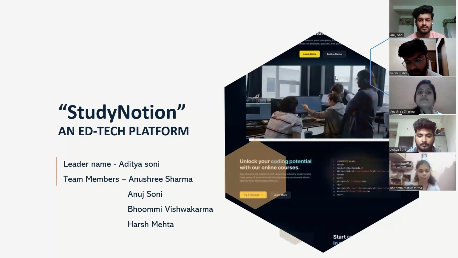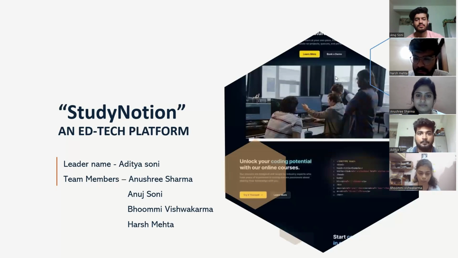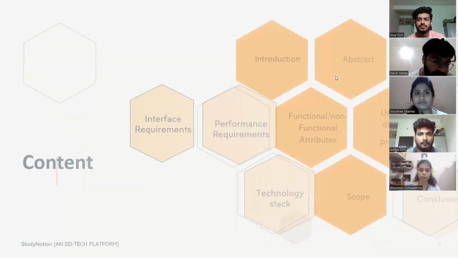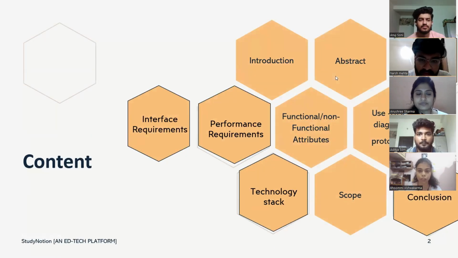This project comprises four members with one leader. The leader is Aditya Soni, the first member is Anushree Sharma, the second is Anuj Soni, the third is Bhoommi Vishwakarma, and the fourth is Harsh Mehta. To start with the project, I would like to introduce the table of contents.